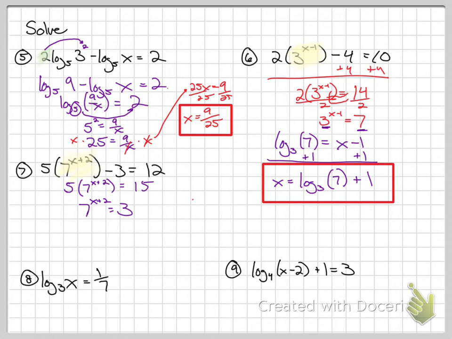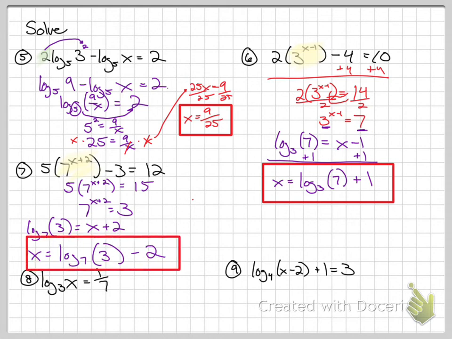What's the base? The base is 7. So log base 7 of 3 equals the exponent. Whatever the exponent is, that's what it equals. Finish solving for x, you have to minus the 2. It just goes at the end, and it looks like this.